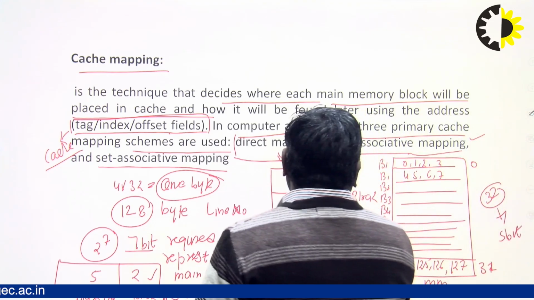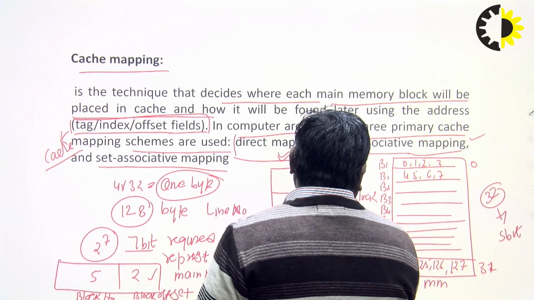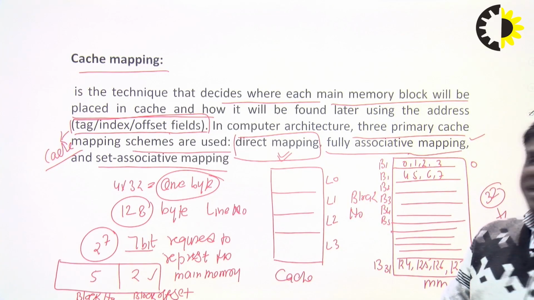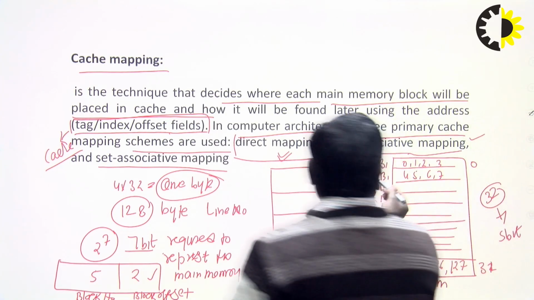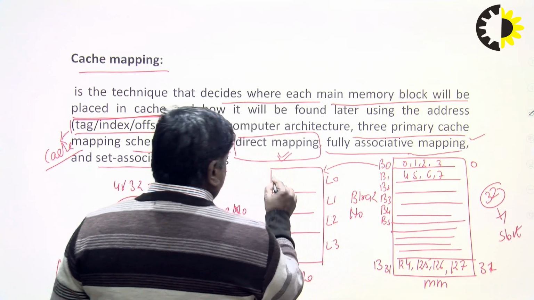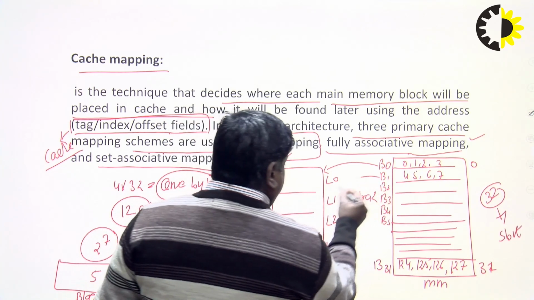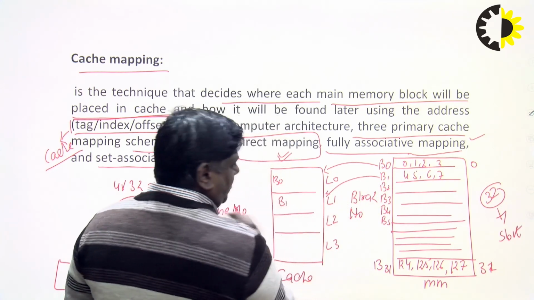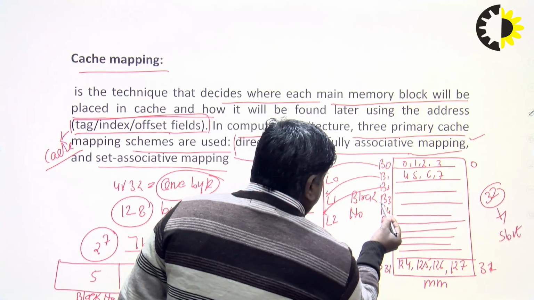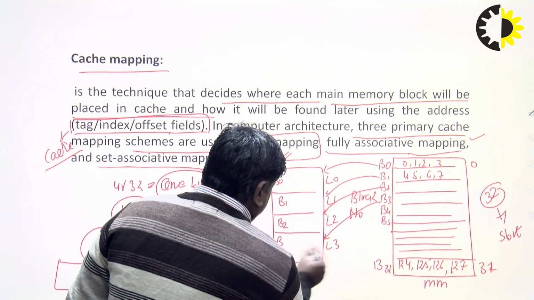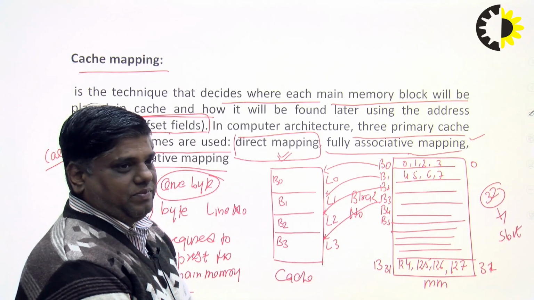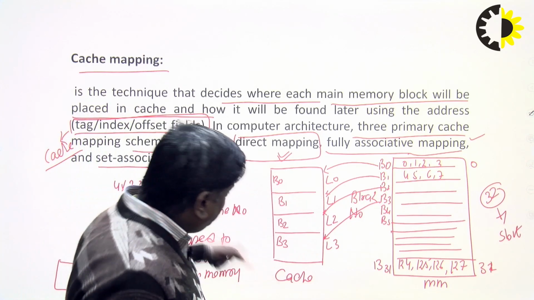Now, here is line number 0, line number 1, line number 2 and line number 3. Now, in direct mapping, B0 is accumulated in L0, B1 is accumulated in L1, B2 is accumulated in L2 and B3 is accumulated in line number L3. Okay. Now, what is the size of the cache?